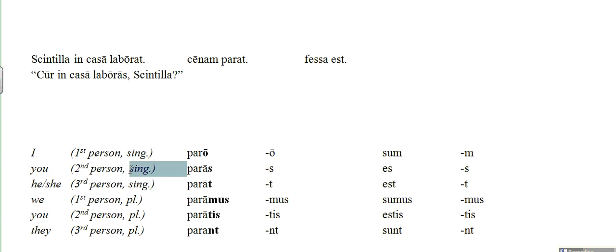And you can see it here. This S signifies you. We call that second person. The one we have been seeing is third person. So we're going from laborat, third person, she is working, to laboras, you are working. Scintilla can answer.